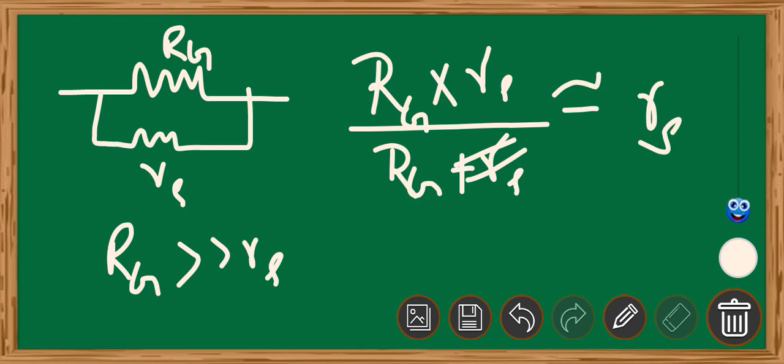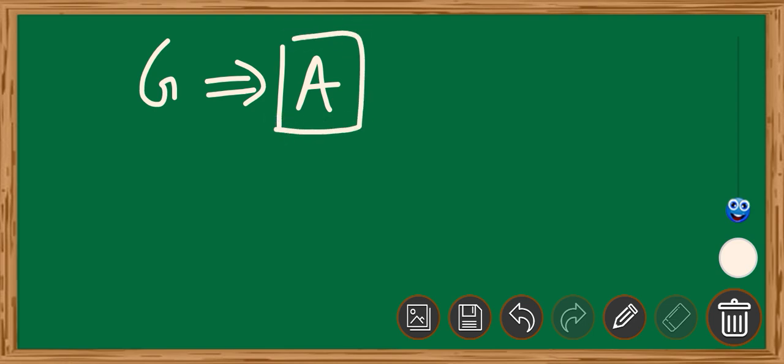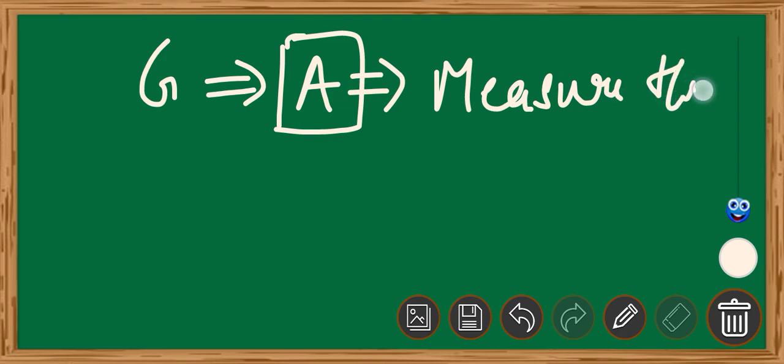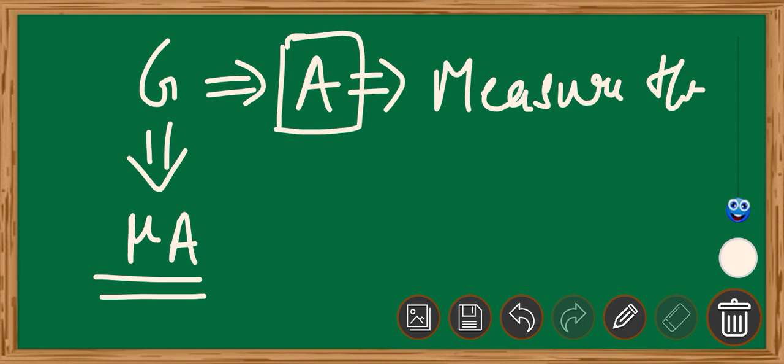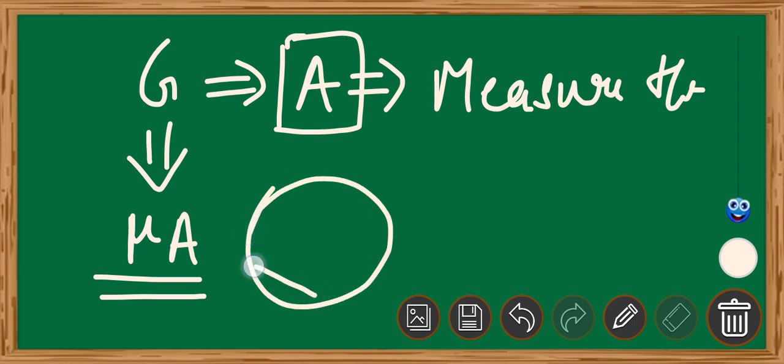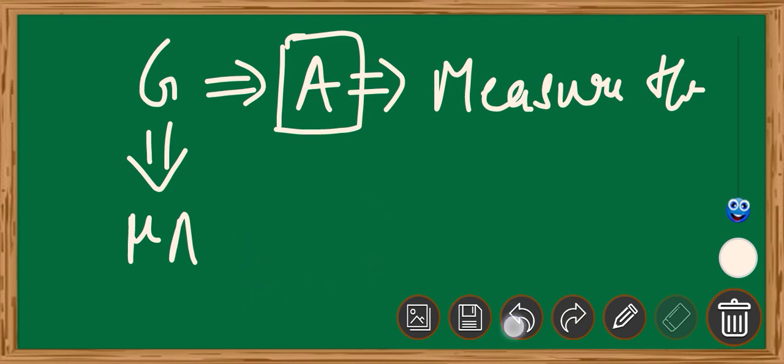Then why are we converting this galvanometer to an ammeter? For what are we using this ammeter? We use an ammeter to measure the current. But the galvanometer we use to detect the presence of current, and even current in the microampere range will give full scale galvanometer deflection. So that's why we have to convert the galvanometer into an ammeter to measure current.